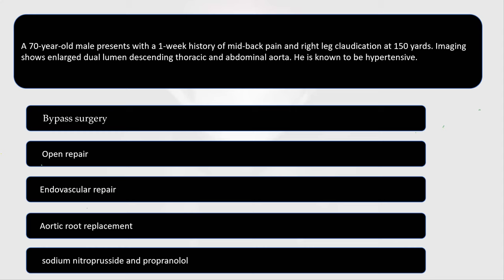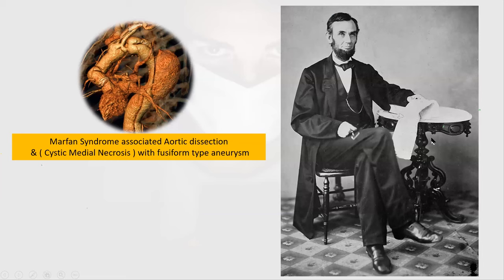So just again, because it was at the beginning of the notes. Remember this guy, this is Abraham Lincoln. It is wrong historical information that he died from aortic dissection. So remember Marfan syndrome, which is a connective tissue disease associated with aortic dissection. If the patient is strikingly tall, even without chest pain, in a patient with instability, you have to think about the association between Marfan syndrome, a strikingly tall person, and aortic dissection, and cystic medial necrosis with fusiform type aneurysm. But this is not the case.